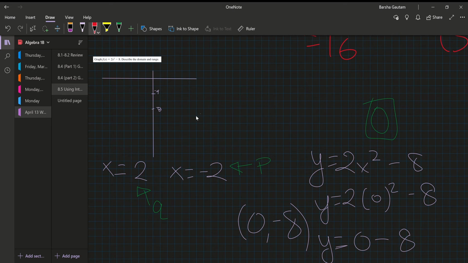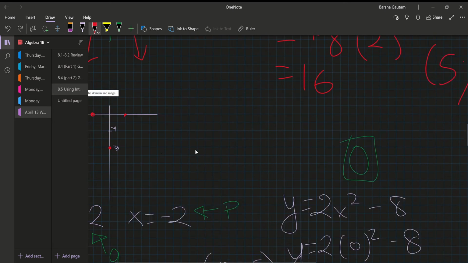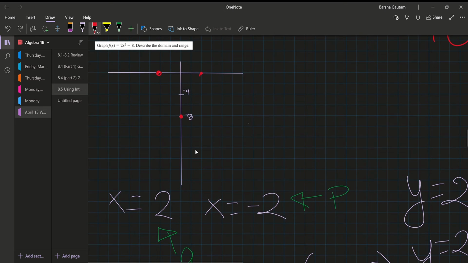Okay, so let's label our first ones. We have 2, negative 2. So 1, 2. Those are our x-intercepts. And negative 2 right here. And our axis of symmetry is going to be right here. And our vertex is 0, negative 8. So that's going to be right here. So let's go ahead and connect this. Oh, that's not correct.